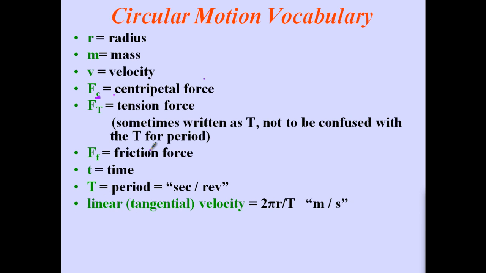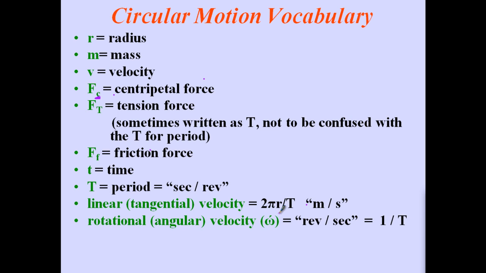There's two different kinds of velocity. You're going to have your linear or tangential velocity. That's going to be measured in meters per second. And its formula is 2 pi r over T. As I said, r is the radius, and this big T is the period.